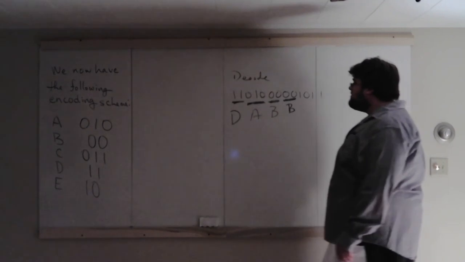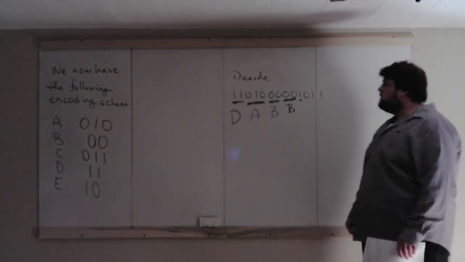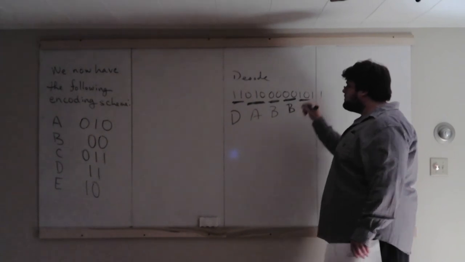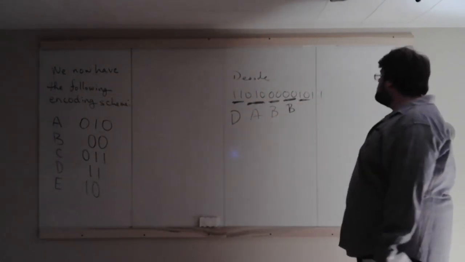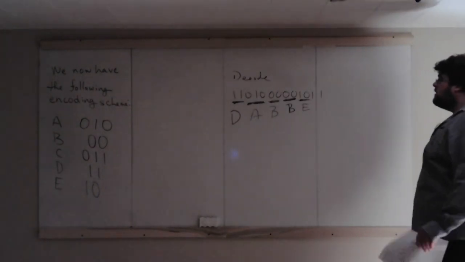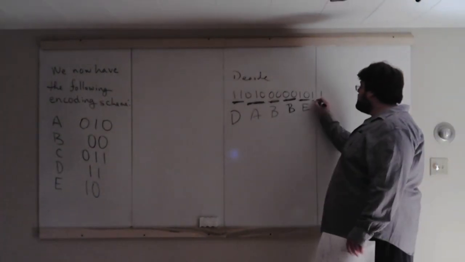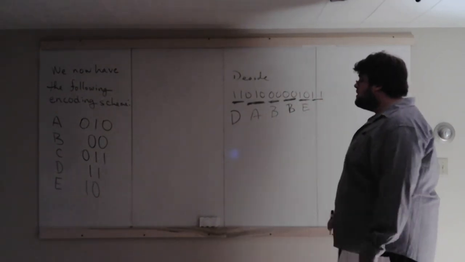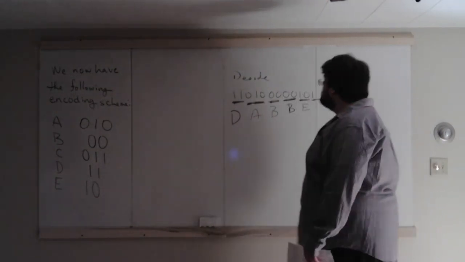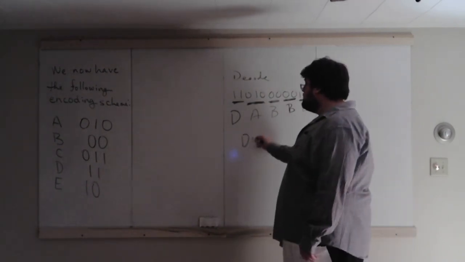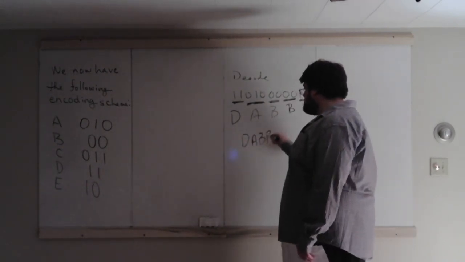Well, what do we have after this? We have 1. 1 isn't over there. 1, 0. Is 1, 0 over there? Yes, 1, 0 is over there. 1, 0 is E. Well, then we have 1, which isn't there. 1, 1, which is there. 1, 1 is D. So decoding this is the word dabbed.